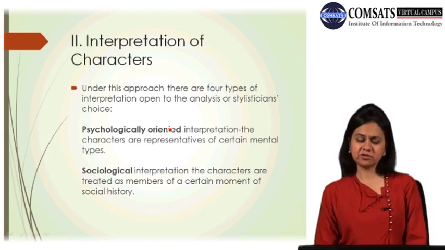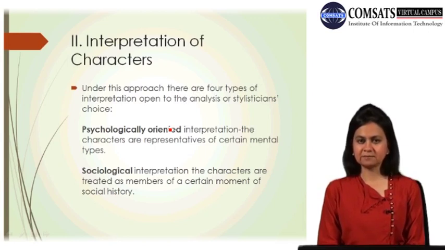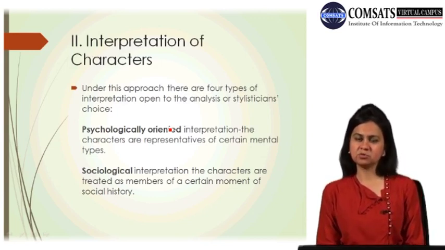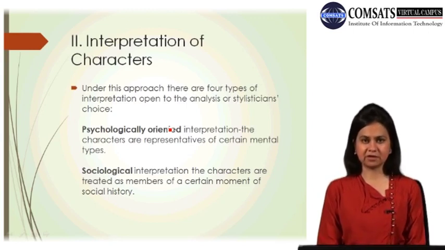Now, what does this interpretation refer to? Psychologically oriented interpretation of the characters is when we see characters as representatives of certain mental types. This means that characters would reveal a particular bent of mind, particular behavior or thoughts or feelings and emotions. There might be characters who would appear to be obsessive. There might be characters who would appear to be proud. There might be characters in the stories and poems or dramas who might be impulsive, rash. This is how we look at a character from a psychological perspective.